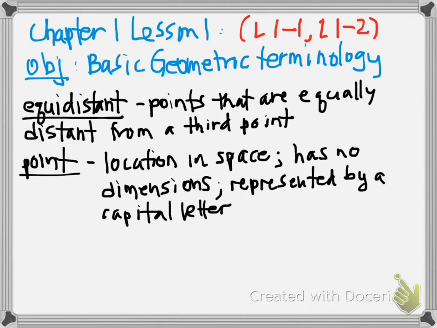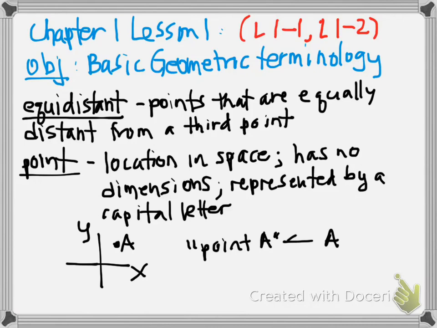We tend not to see a point. Let's say you graph something. So you can just do something like this. Here's your x-axis, here's your y-axis, and there's this. We would call that, read it as point A. You can see it also written this way. That means the same thing. If you just see A, in geometry class, we're going to take that to mean a point. Okay?